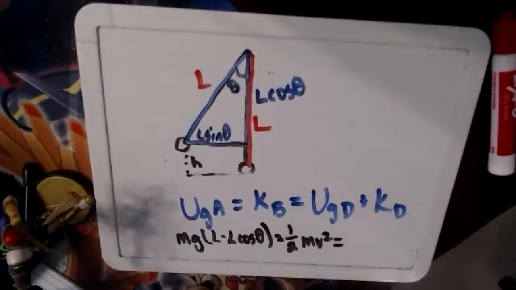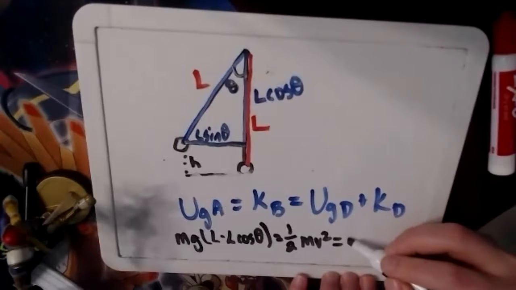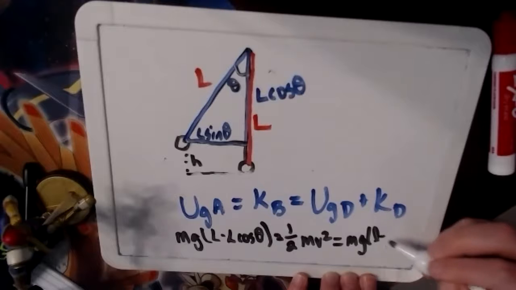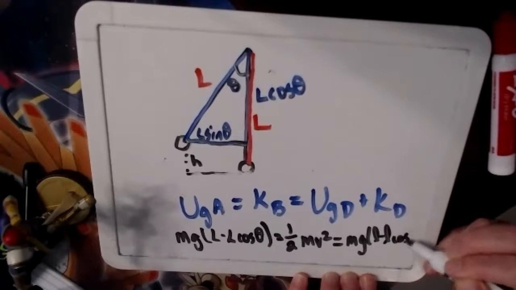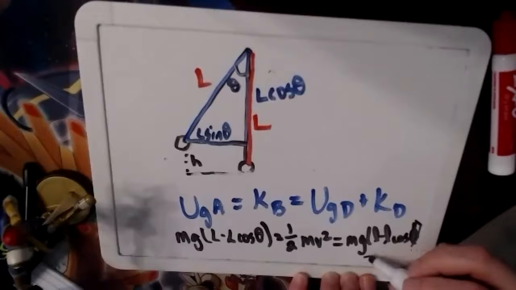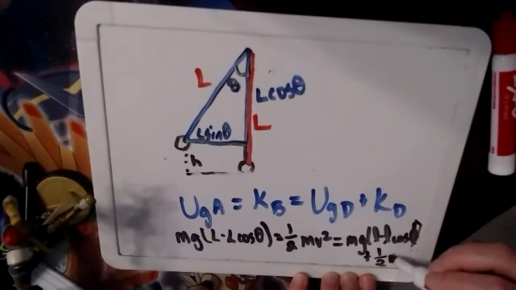And that equals, I'm going to run out of space. Oh well. mg(L minus L cosine phi), some new angle, plus 1/2 mv at location D squared.